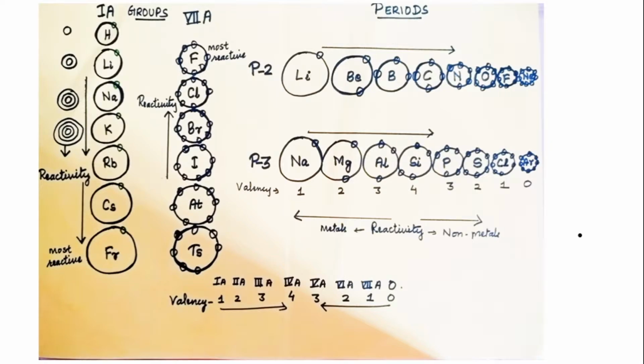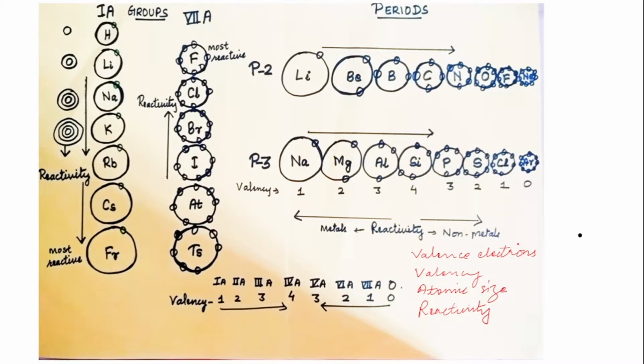Right? So what characteristics are we going to see here? I am going to write here in this space. So these characteristics: valence electron, valency, atomic size, and reactivity. These are four important characteristics. We are going to study these characteristics in groups and the periods, right?